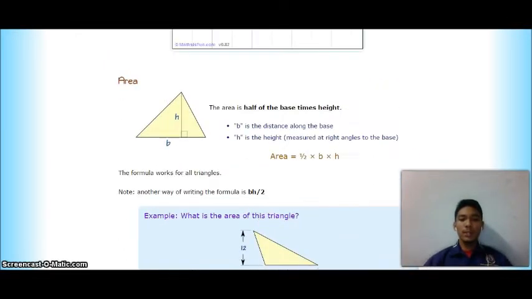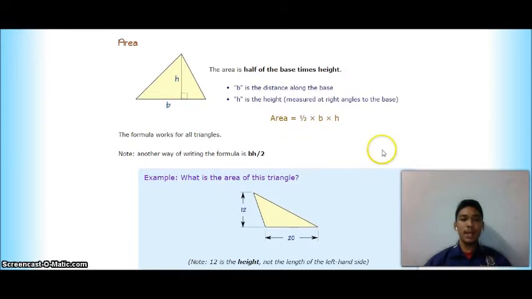So we move on to the next lesson, which is the area of the triangle. How do you calculate the area of the triangle? The area is half of the base times height. Base is this one, and height is this one. Do not mistakenly take the height as this one or this one, because it is simply wrong. This is the height of the triangle. Height is measured at right angle to the base.